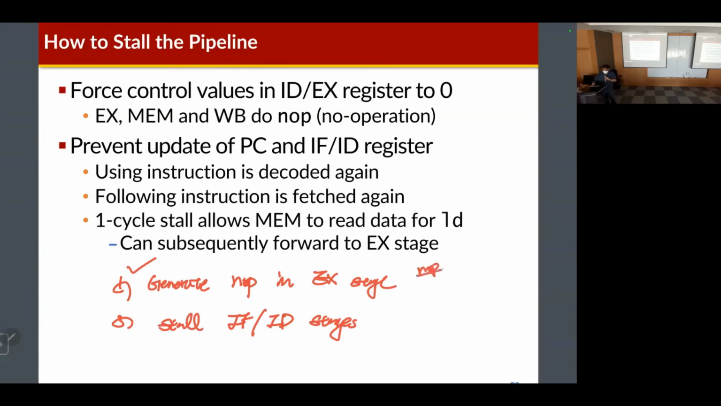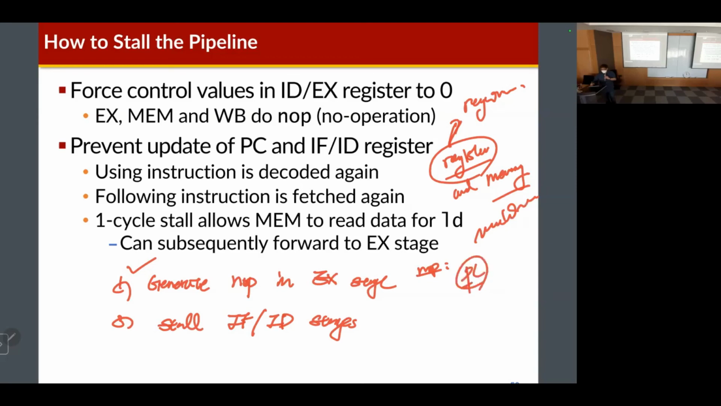NOP means that the processor does nothing. In chapter 2, I already explained that when an instruction is executed, it changes register and memory, right? The register is updated by the RegWrite signal. Also, memory is updated by the MemWrite signal. Also, we can change the program counter by branch. So we can check the branch instruction.